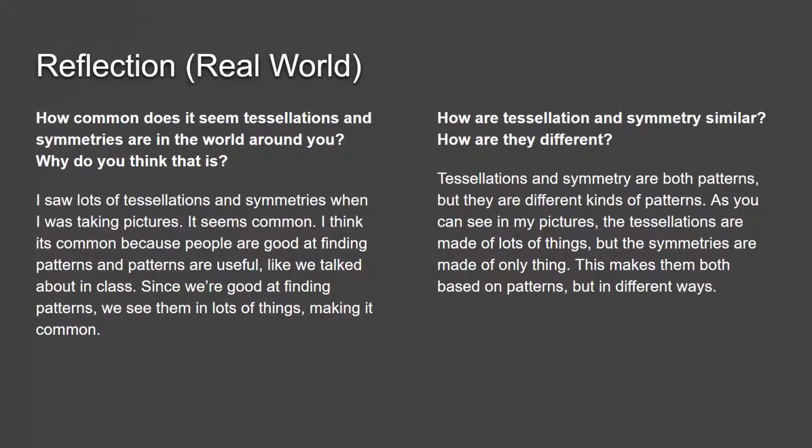I saw lots of tessellation symmetries when I was taking pictures. It seems common. I think it's common because people are good at finding patterns and patterns are useful, like we talked about in class. Since we're good at finding patterns, we see them in lots of things, making it common. And tessellation and symmetry are both patterns, but they're different kinds of patterns. As you can see in my pictures, tessellations are made of lots of things, but symmetries are made of only one thing. This makes them both based on patterns, but in different ways. So why did I use multiple sentences? Why do I think that's easier?